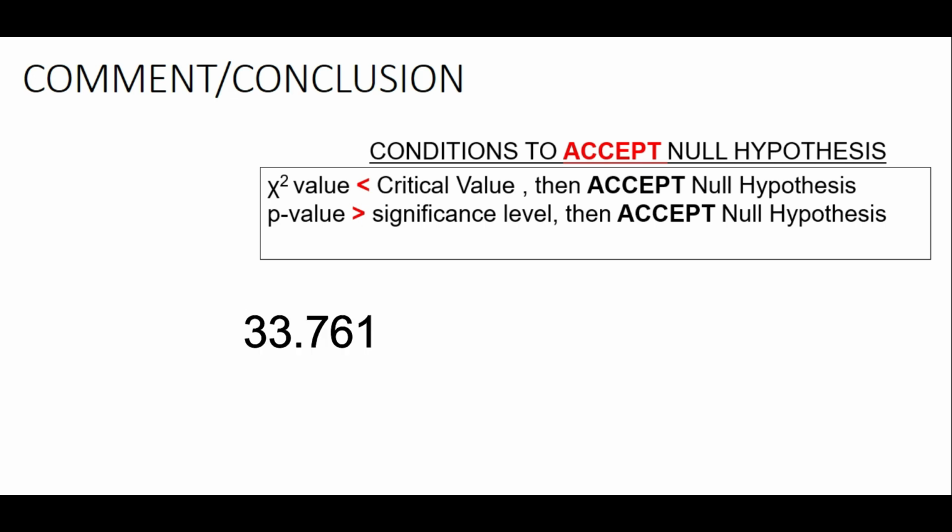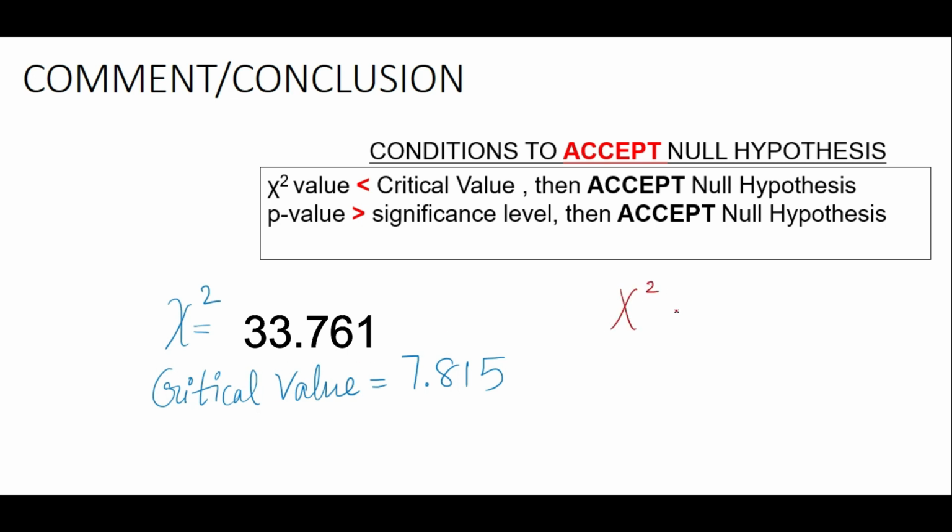My chi-square is 33.761 and my critical value is 7.815, and here I can see that my chi-square value is greater than the critical. Now the condition states that if the chi-square value is less than critical, you accept null. Since the chi-square value is greater than the critical value, I'm going to reject my null hypothesis.